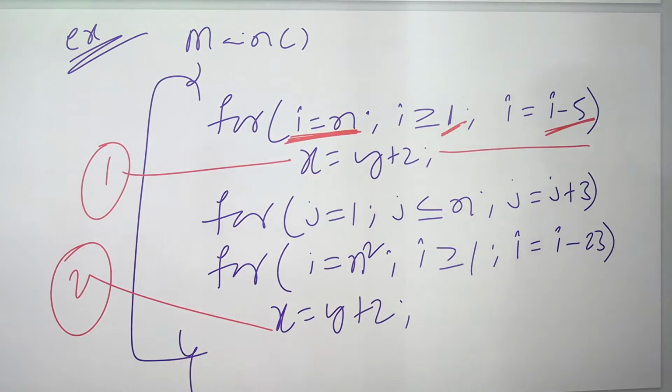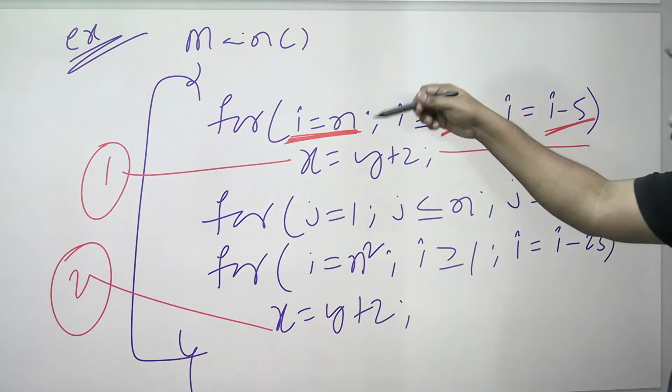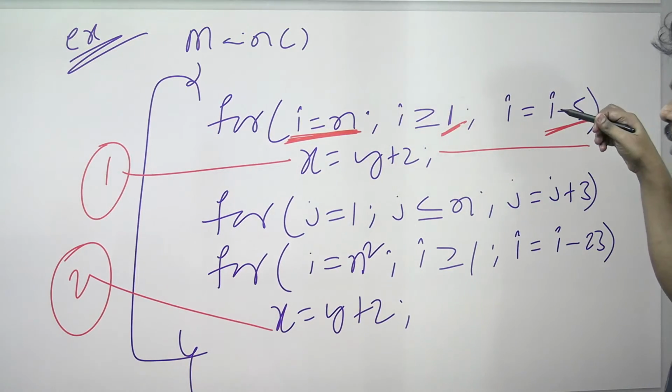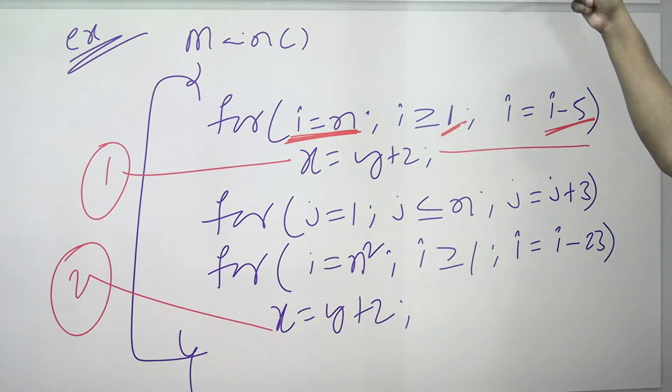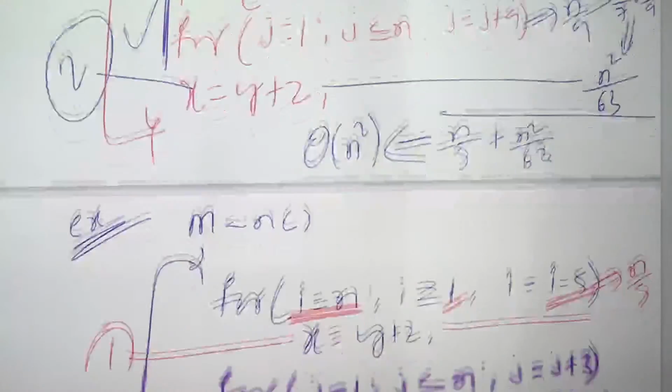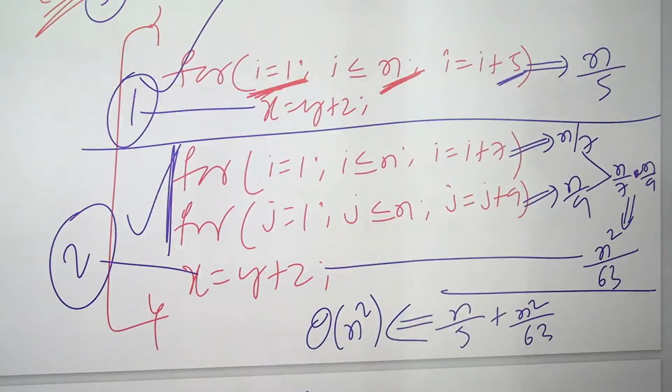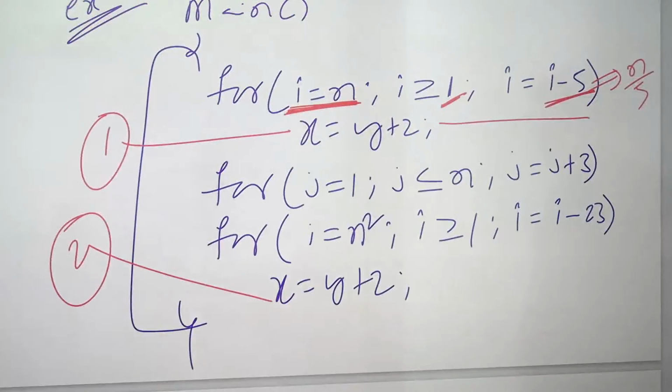What I want to say is, start from small, then increment, you will go to n, but the increment is plus 5. Start from big, then decrement until 1, that is minus 5. Both are the same, n by 5. The only thing is, one starts from a small number and increments, another starts from a big number and decrements. Above problem and this problem are similar.